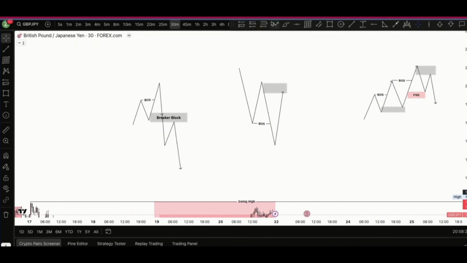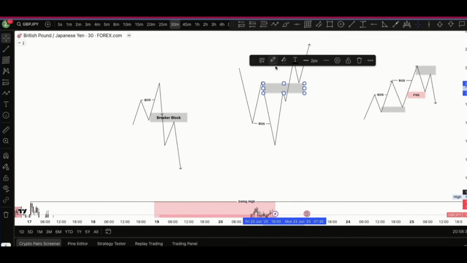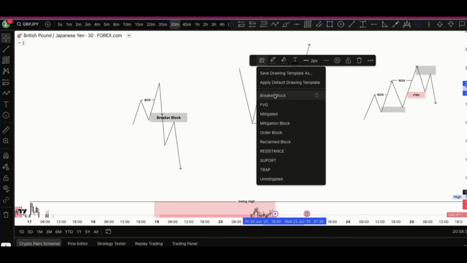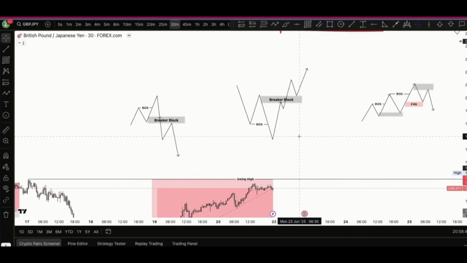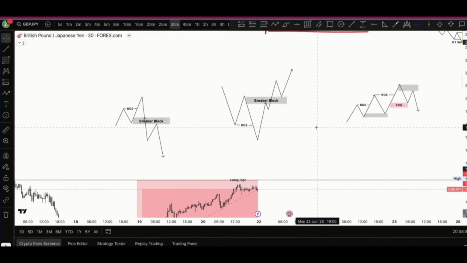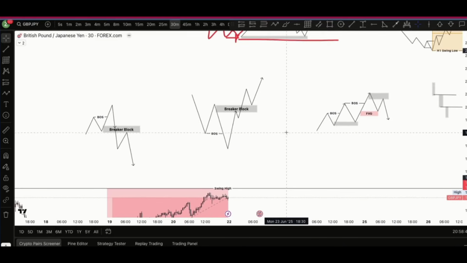But when price got to this zone, it may even do something like this, then break it. So when it breaks and comes back, then we are expecting it to go to the top. So this zone now becomes a breaker block. A failed order block becomes a breaker block. Please, are we together?